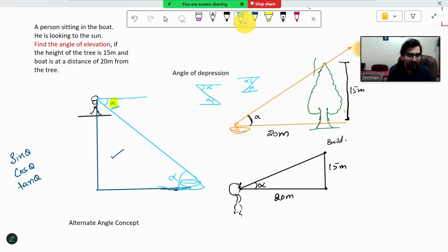Now if you want to find the angle of depression in this scenario, let's say this side is given to you, that is 50 meters, and this side is, let's say, 60 meters. Okay, so you can use any of these trigonometric ratios to find out that angle of depression.